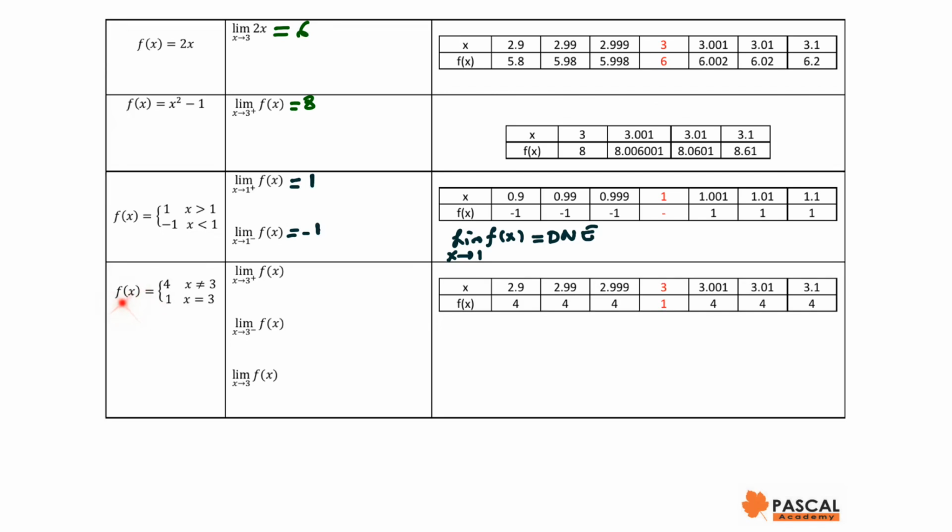Last example, f of x equals 4 when x is not 3 and 1 when x is 3. Obviously, the limit of f of x as x approaches a, when a is not 3, is 4.